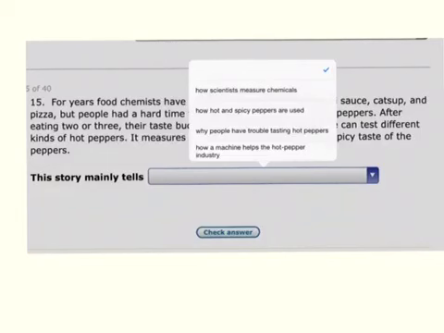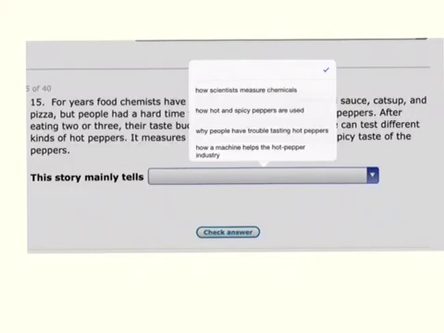So as a reader, I'm going to look at each one of those options and think about the story I just read. How scientists measure chemicals. There's nothing in there about measuring chemicals. It was all about hot peppers, so I'm not going to choose that option. How hot and spicy peppers are used is option number 2. And the passage doesn't really talk about how they use them. It does say that it's pizza and ketchup, but not other ways like cooking it and using it. That's not what it's mostly about. That's just one detail. The third choice is why people have trouble tasting hot peppers. It talks about that it's spicy, but they don't have a lot of trouble. That's not the whole passage. That's not what everything's about.